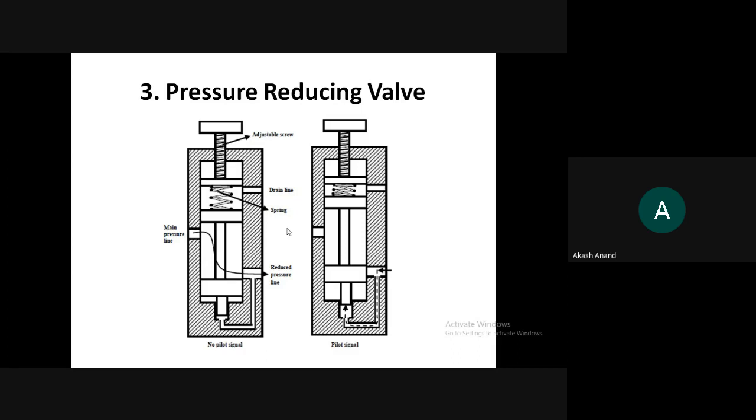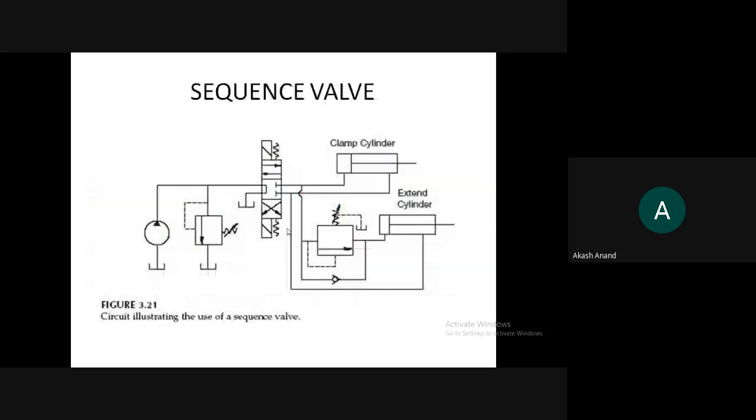Okay, fine. So next, coming on to a final type of valve, that is sequence valve. This is another type of pressure valve. You can see this is an arrangement actually. You can use it to identify your condition. Okay, this is a circuit which illustrates the use of a sequence valve. With the help of this circuit, we can simply understand how the sequence valve will work. Okay.